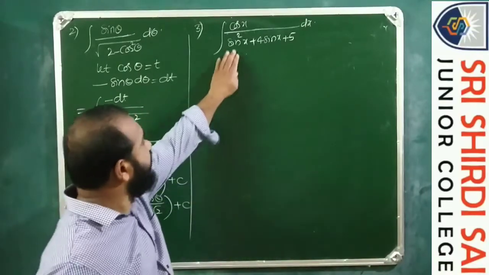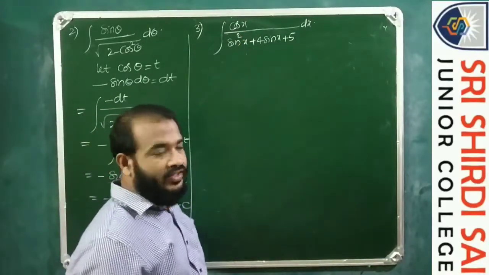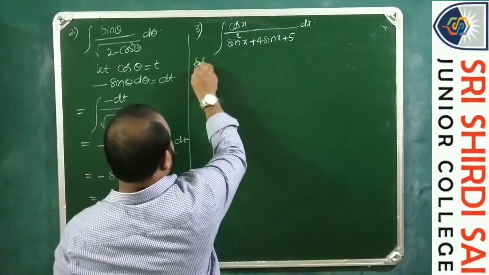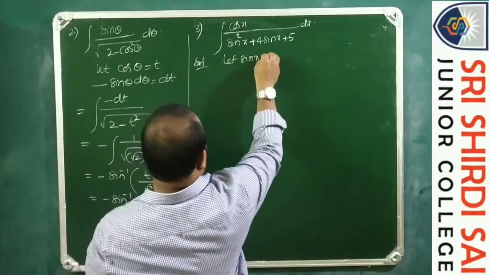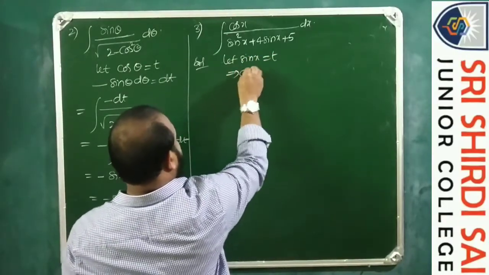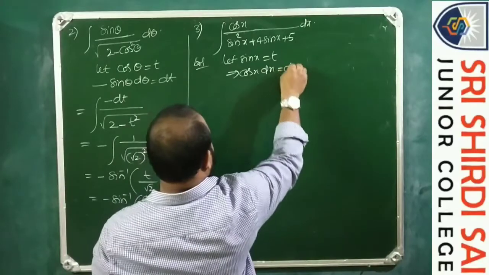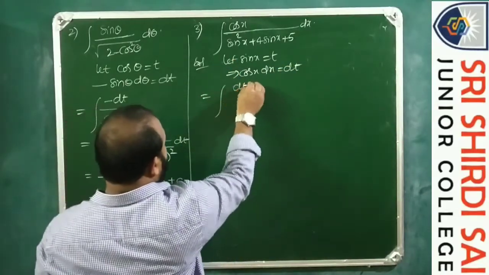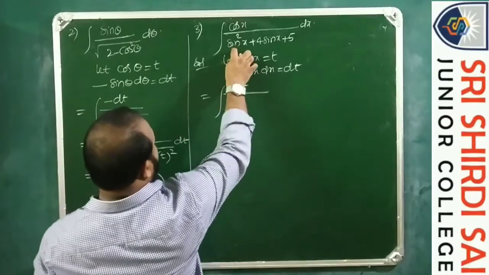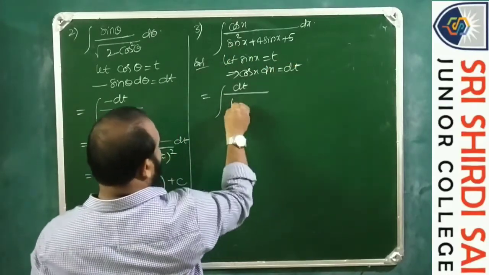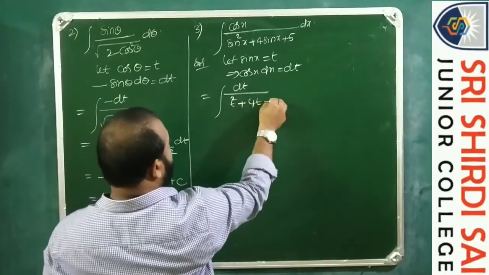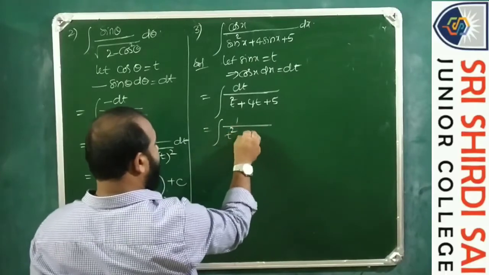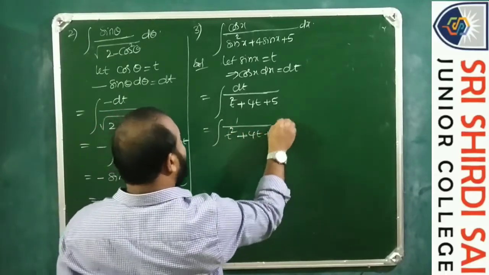Here also, if you take sin x as t, then cos x dx equals dt. So let us prefer substitution. Let sin x equal t, then cos x dx is equal to dt. So this is equal to dt by, sin square x is sin x whole square, and sin x is t. So t square plus 4t plus 5. So this is 1 by t square plus 4t plus 5 dt.